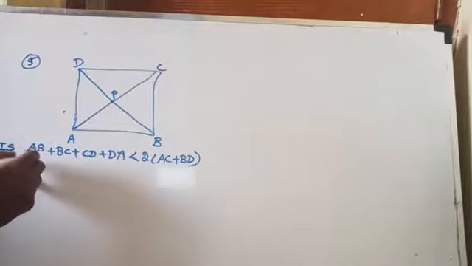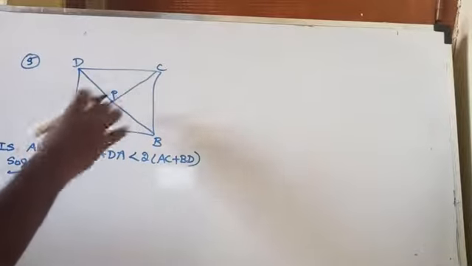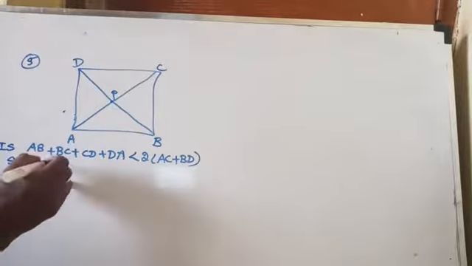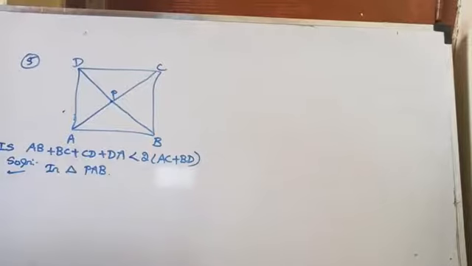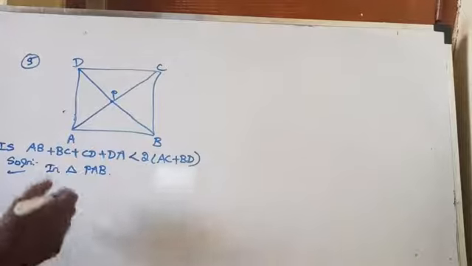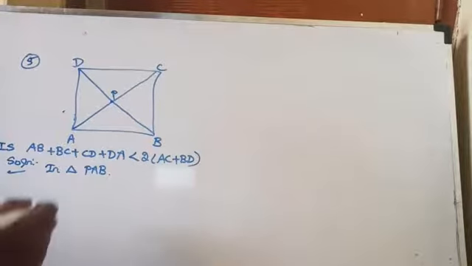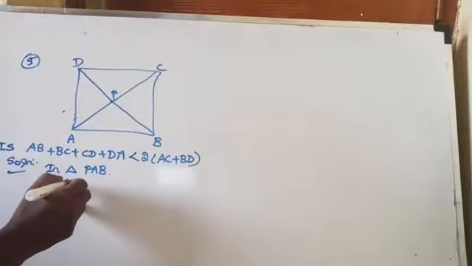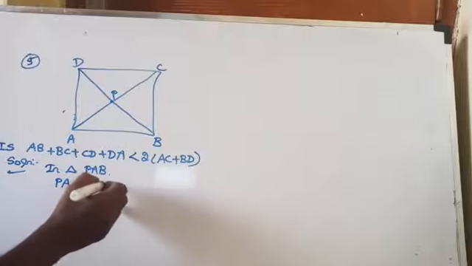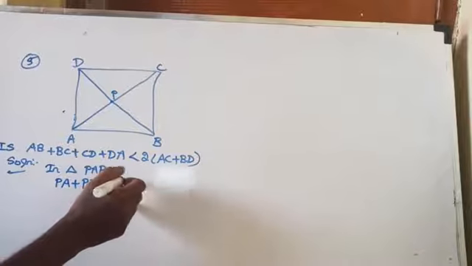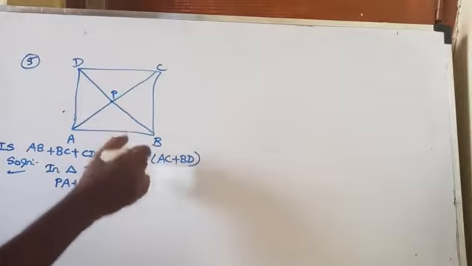Now, first consider these four triangles. What are the four triangles? APB, PBC, PCD and PDA. In triangle PAB, what can you say? PA plus PB is greater than what? AB. Yes. The sum of any two sides of a triangle is always greater than the third side, so PA plus PB is greater than AB.